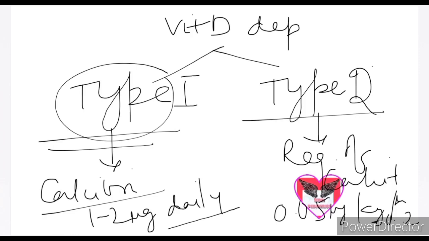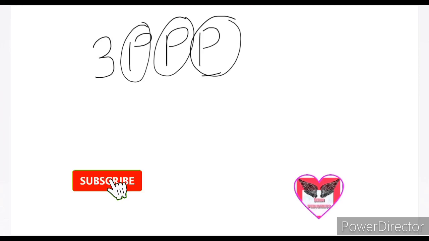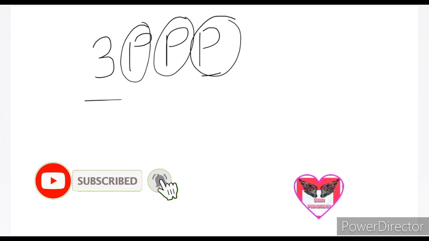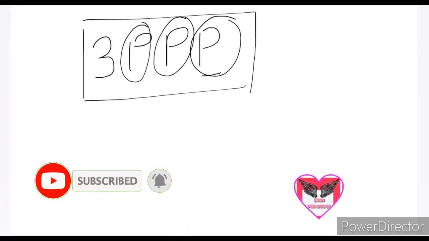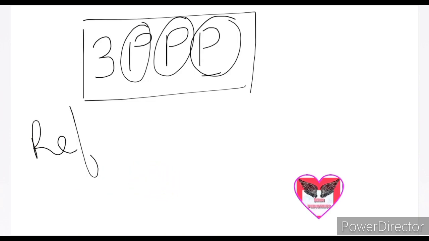So we have a 3P approach for refractory rickets. First is phosphorus, second is pH, and third is phosphorus along with PTH along with calcium. So you can easily remember the approach to refractory rickets, and this question is commonly asked: how to approach refractory rickets.